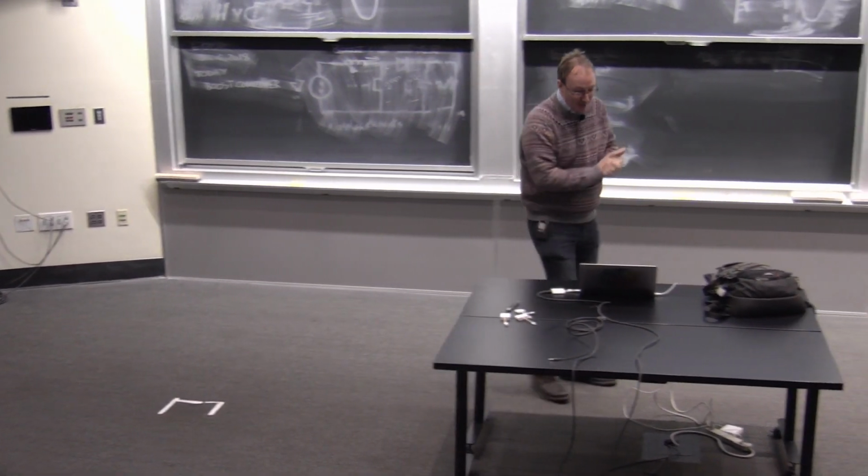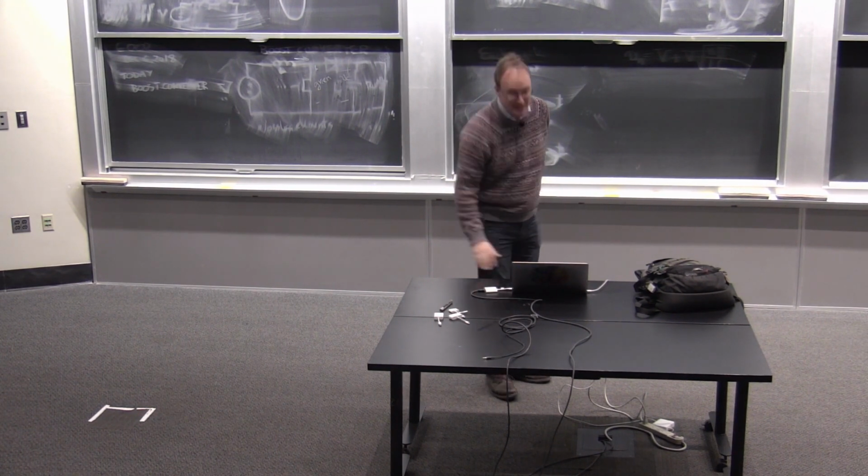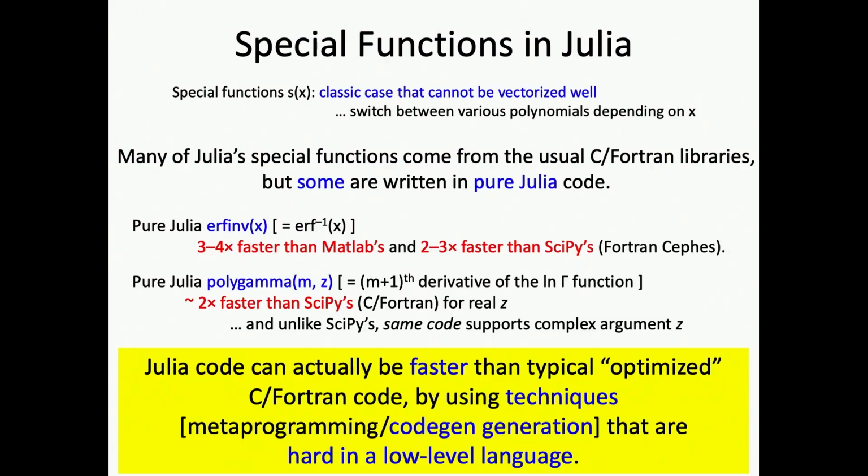In fact, there are even cases where you can get significantly faster than optimized C and Fortran code. I found this when I was implementing special functions, things like the error function, the polygamma function, or the inverse of the error function. I've consistently found that I can often get 2 to 3 times faster than optimized C and Fortran libraries out there.